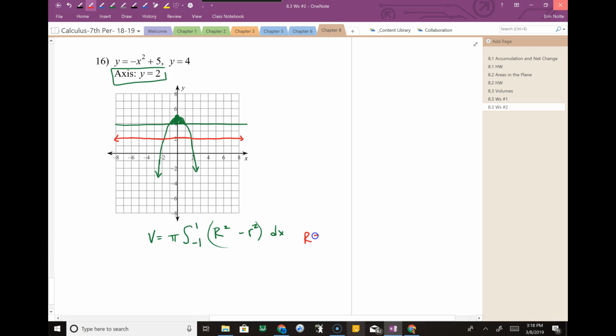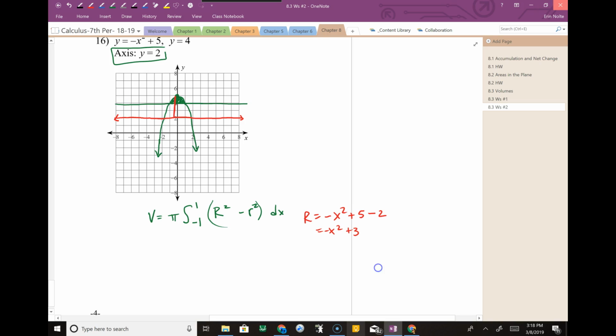Okay, so big R is your distance from the line of revolution to the top of the area, the furthest distance away. So what will be the distance between the y equals 2 line and the top of our curve? Ooh, nice, good. Negative x squared, technically it would be plus 5 minus 2. So I did hear somebody say negative x squared plus 3, right? Everybody okay with that? So that's your big R.